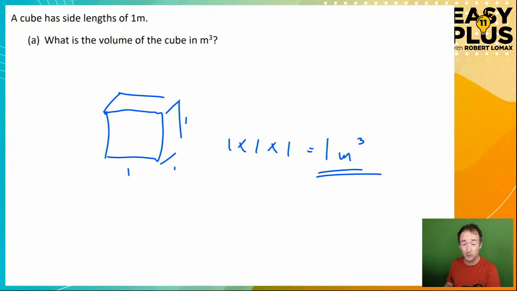Okay, really simple. It's just a warm-up to get you thinking about it. Now, what do we mean by volume? We mean how many cubic meters can we fit into this cube? And of course, we can fit 1 cubic meter into a cubic meter. No surprise. But it's just a warm-up to get us thinking about volume.